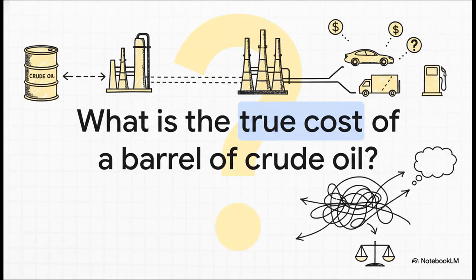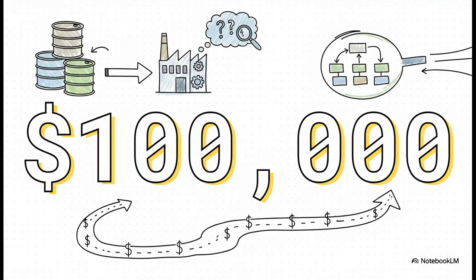Okay, so to get our heads around this, let's start with a question that seems pretty simple on the surface. Imagine a refinery, right? It takes in crude oil, and out comes gasoline, diesel, asphalt, you name it. So what does 1 barrel of that crude oil really cost to process? Well, okay, let's put some numbers to it. Let's say the direct cost to process a batch of, say, 1,000 barrels is $100,000. So that's $100 a barrel. Simple math, right? Well, if only it were that easy.